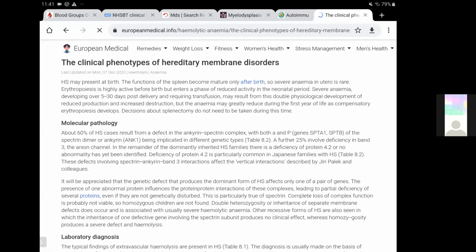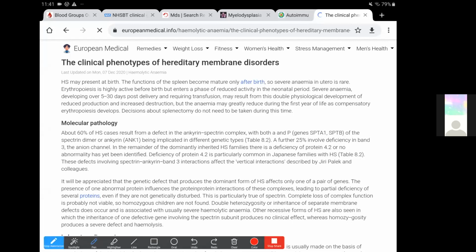So with regard to the clinical phenotypes of these hereditary membrane defects, we know that in most cases, in 60% of cases, the deficiency is in the ankyrin and spectrin, that is the ankyrin-spectrin complex, and both the alpha and the SPTA and SPTB may be affected, and ankyrin 1 has been implicated. And then in 25% there is deficiency in the band 3 anion channel. And in the remainder, there could be deficiency of 4.2, which is more common in the Japanese population. And this defect in the ankyrin, spectrin, band 3 affects the vertical interaction.